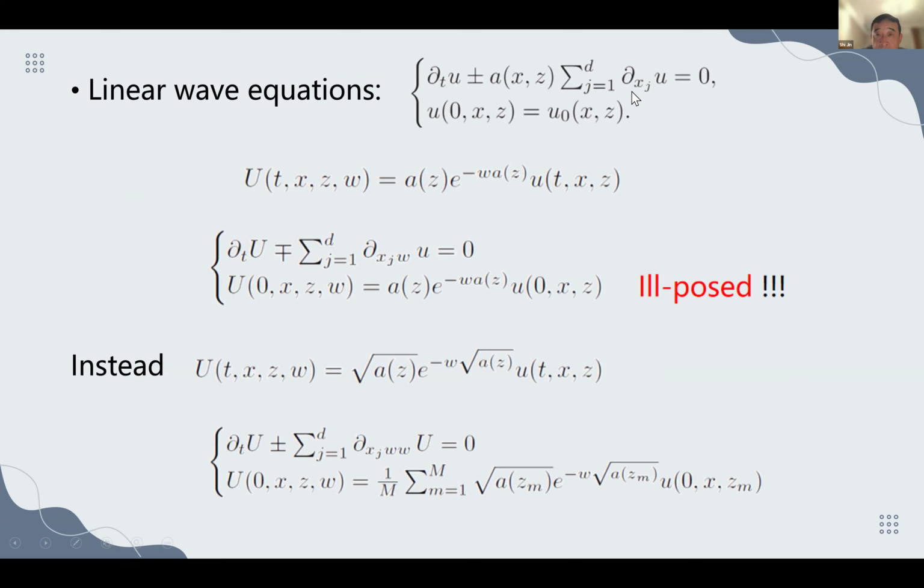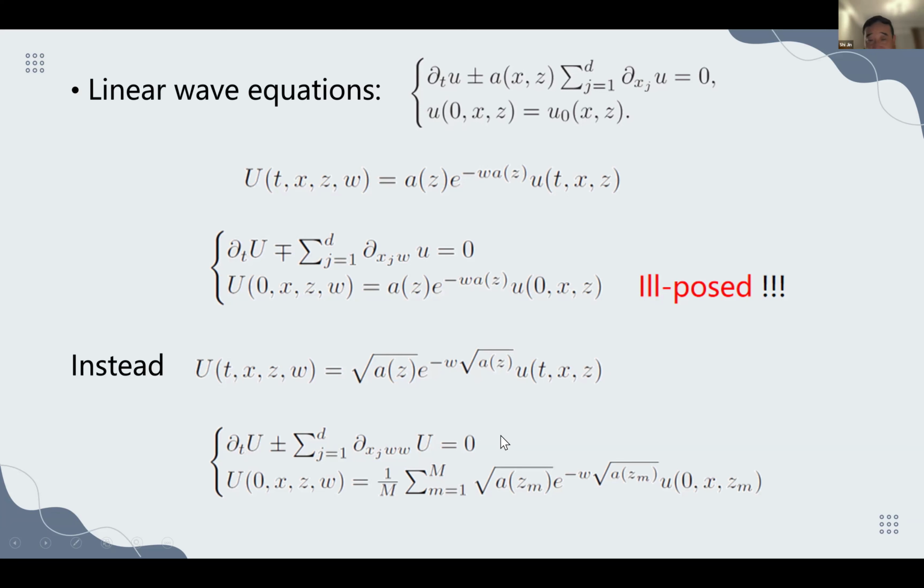For the convection equation, that same trick does not work. Here there is a first order derivative in x. You have wave propagation through some media where the index of refraction may be uncertain, depending on Z. The same transformation does not work, because now you get a mixed derivative, dx dw, and this is an ill-posed equation. But what you can do is take the square root of A of Z. Then you actually get a third order PDE, with two derivatives in w, and now this is a good PDE.